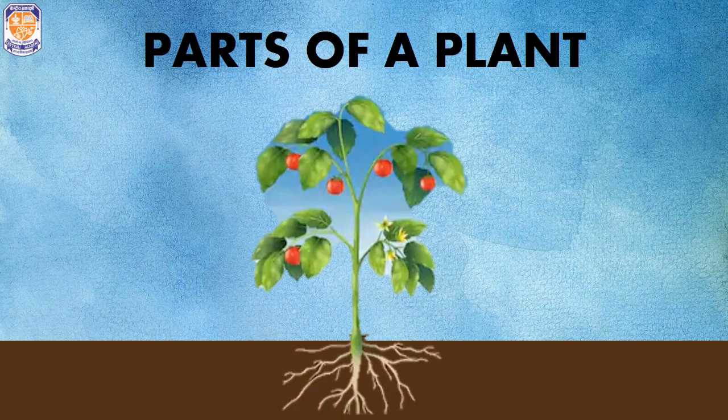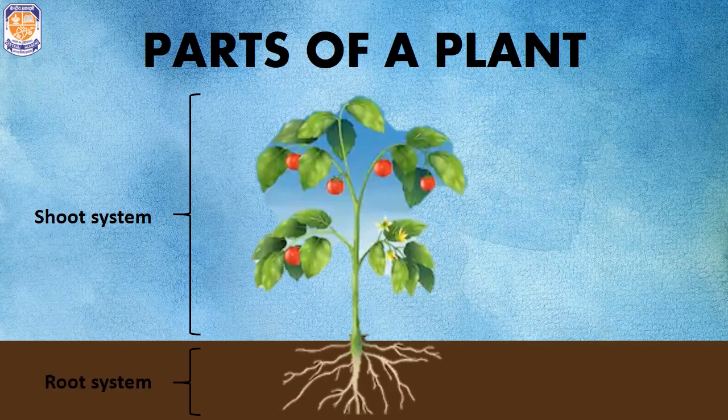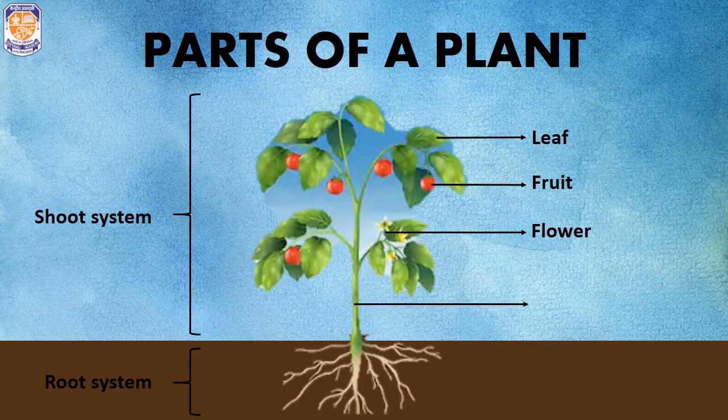Now the different parts of a plant. The part of the plant that is present above the soil or above the ground is known as the shoot system, while the part of the plant that is present below the ground is known as root system. Now in shoot system we have leaf, fruits, flowers and stem, and in the root system we have root and root hair.